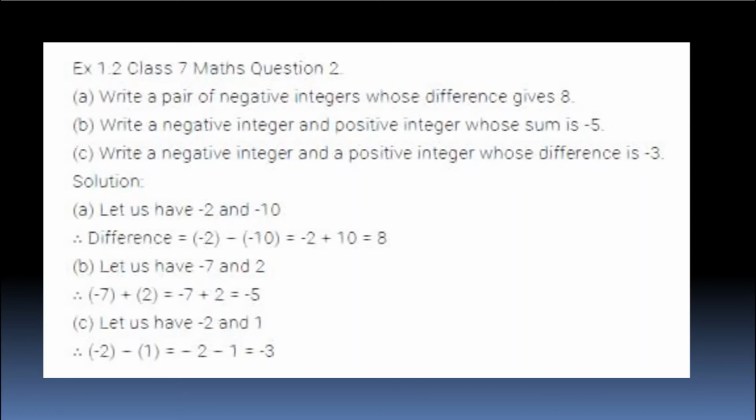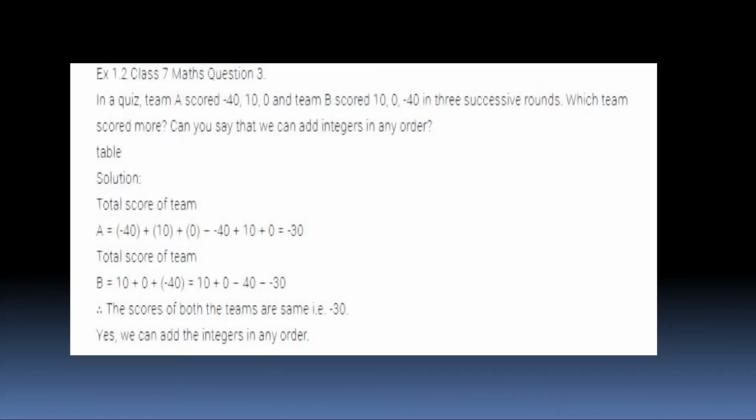Write a negative integer and a positive integer whose sum is -5. Let's have -7 and +2. -7 plus 2 will be equal to doing the subtraction of both and taking the sign of the bigger value, which will be -5. The next part is to write a negative integer and a positive integer whose difference is -3. Like if I take -2 minus +1, it will become -2 and -1, which equals -3.